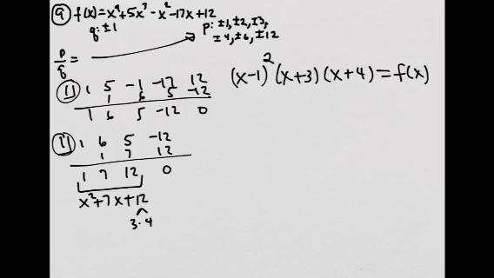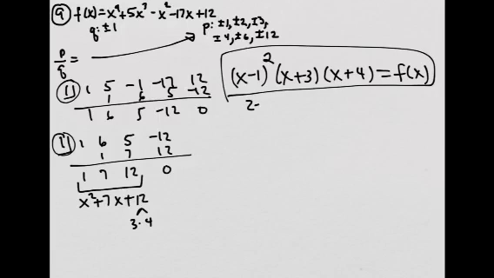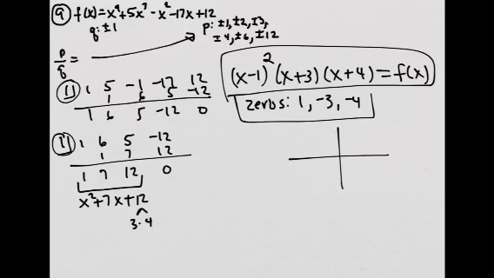I ran out of room on the left side, so that's why I put f of x on the right side. The zeros are 1, negative 3, and negative 4. And if you had to graph it, the multiplicity of 1 is even, and this is an up, so it would go negative 3, negative 4, and here it's going to be tangent, so it's going to cross, and tangent.